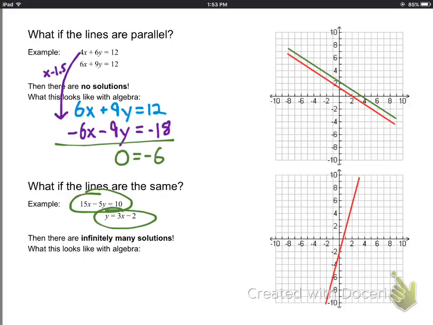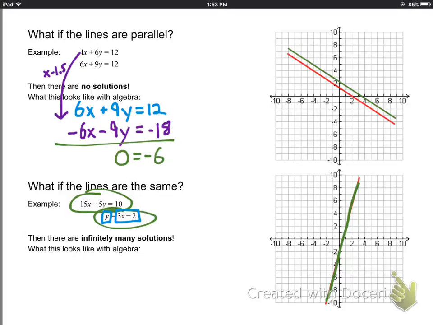It's only after you graph it, and I'm going to hand draw the next one just so you see that they're right on top of each other, that you realize, oh, they really are the exact same line. So what does this look like with algebra? In that case, I'm going to use substitution here. You see the blue boxes.